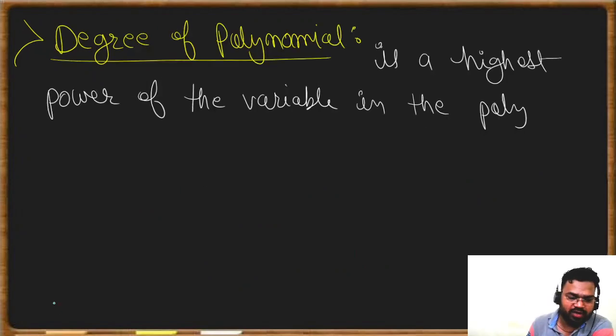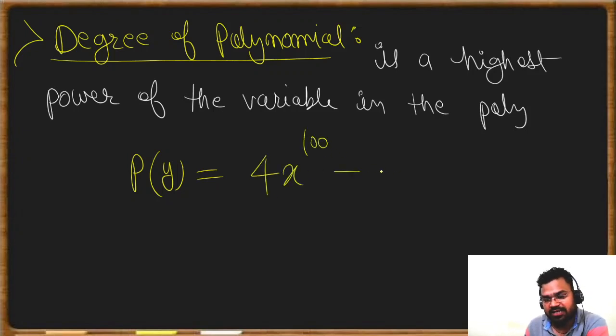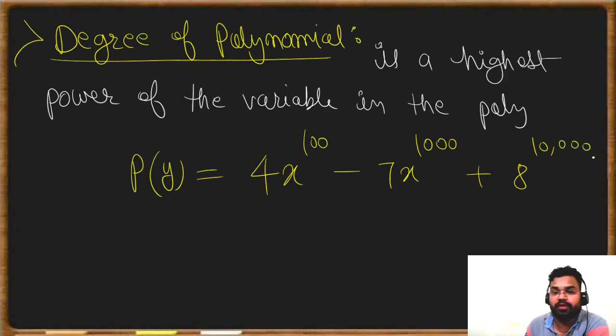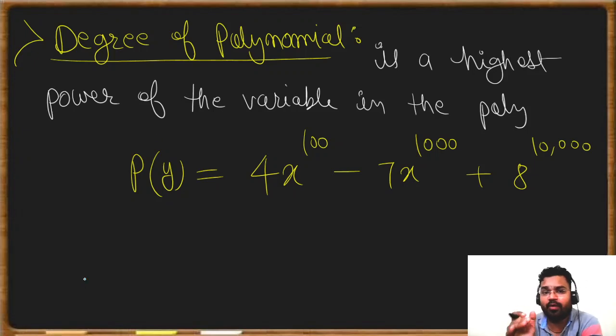Okay. One more question to you. Let's suppose p of y is equal to 4x to the power 100 minus 7x to the power 1000 plus 8 to the power 10,000. What will be the degree of this polynomial? In this case, listen carefully. What is degree? Degree is not the highest power of a constant. It is the highest power of the variable.